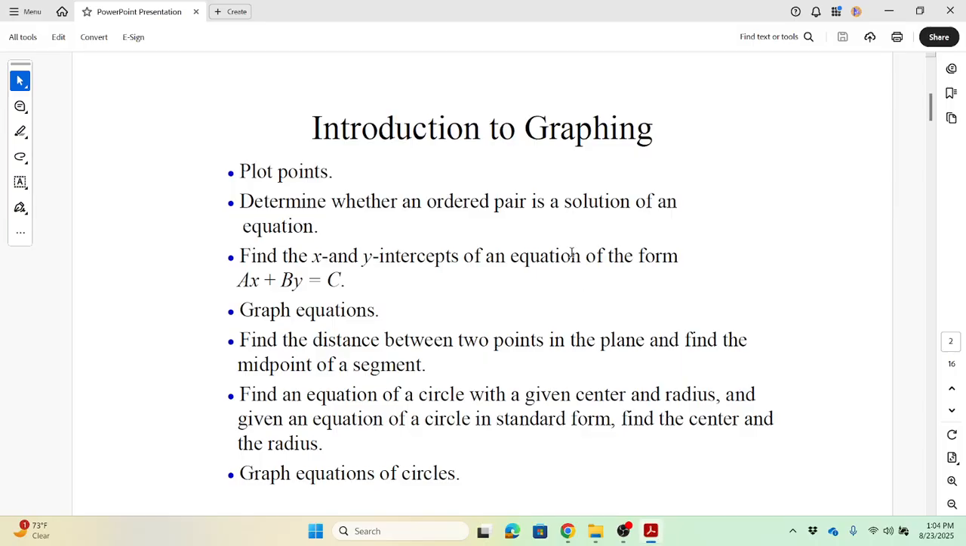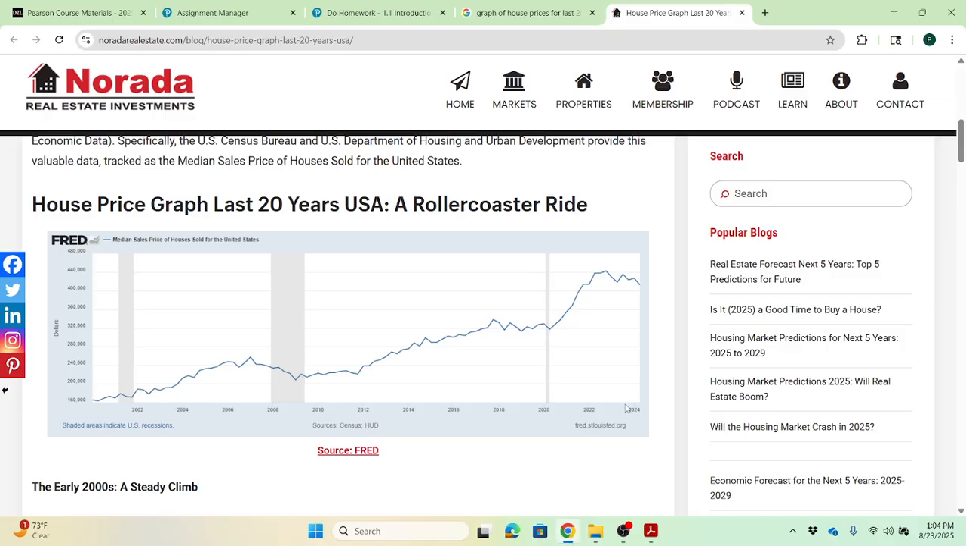Okay, introduction to graphing. In this section, we're going to do some basic steps to plot the graph of an equation. First of all, you have to understand this is a very important topic because look at here. This is the example of a house price graph for the last 20 years in the USA market. By just looking at this graph, you can say when the house price was down and when it was up.